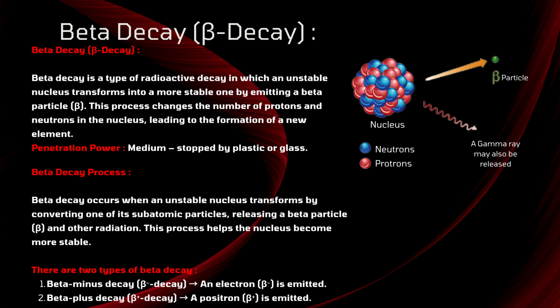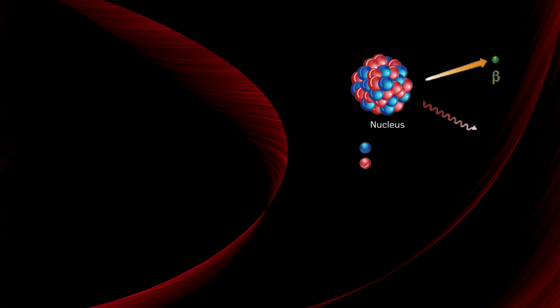Beta decay process. Beta decay occurs when an unstable nucleus transforms by converting one of its subatomic particles, releasing a beta particle, β, and other radiation. This process helps the nucleus become more stable. There are 2 types of beta decay: beta-minus decay, in which an electron, β−, is emitted, and beta-plus decay, in which a positron, β+, is emitted.